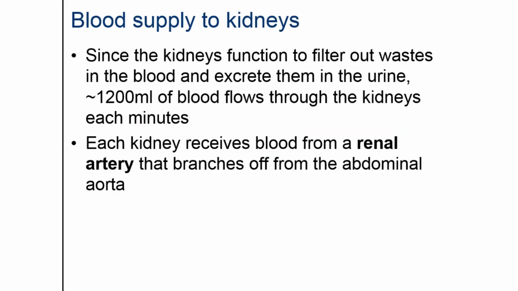So the kidney's function is to filter out waste and excrete it in the form of urine. And like I said, there are over 1,000 milliliters, approximately 1,200 milliliters, of blood going through the kidneys every minute. So you never really stop filtering your blood. It's a 24/7 ongoing process, and each kidney receives blood from the renal artery.